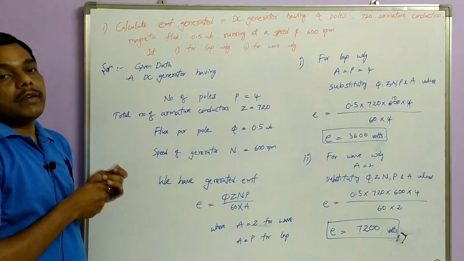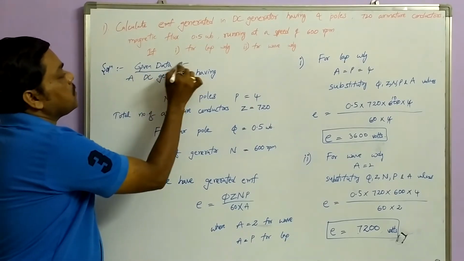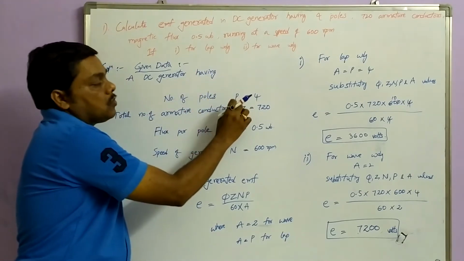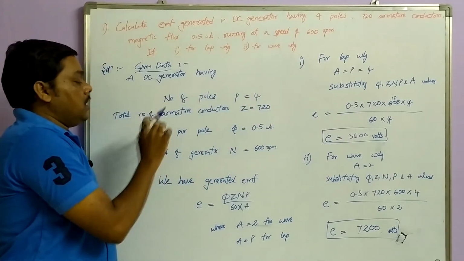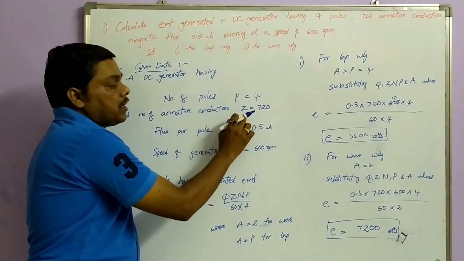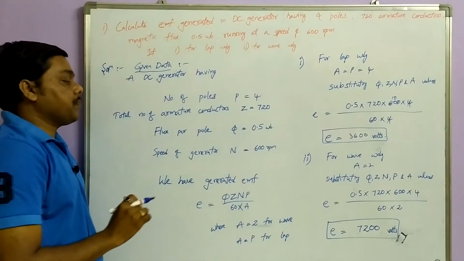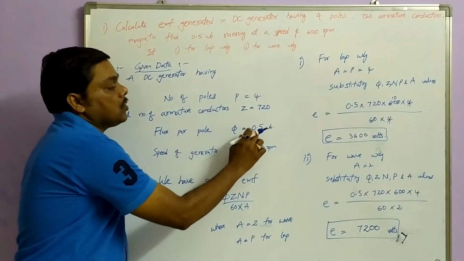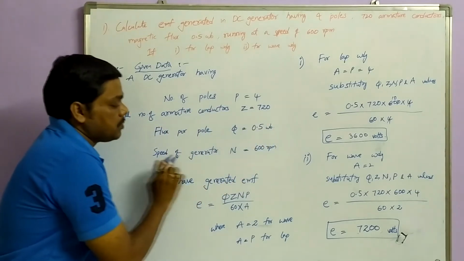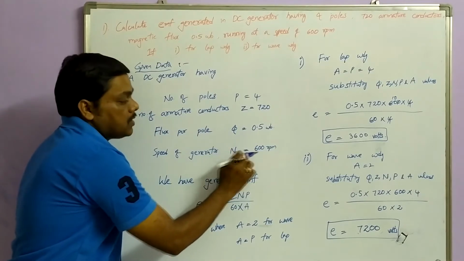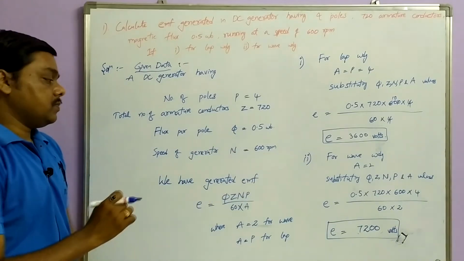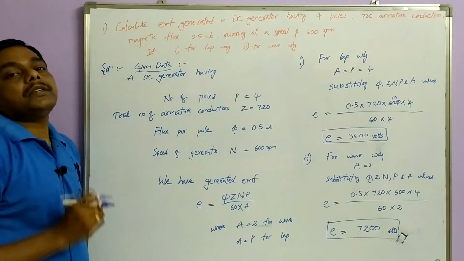First, write the given data. The given data is for a DC generator having number of poles P equal to 4, total number of armature conductors denoted by Z, which is equal to 720, and flux per pole phi equal to 0.5 Webers, flux measured in Webers. Next, speed of the generator N is given in revolutions per minute, 600. Now we have to calculate the generated EMF.